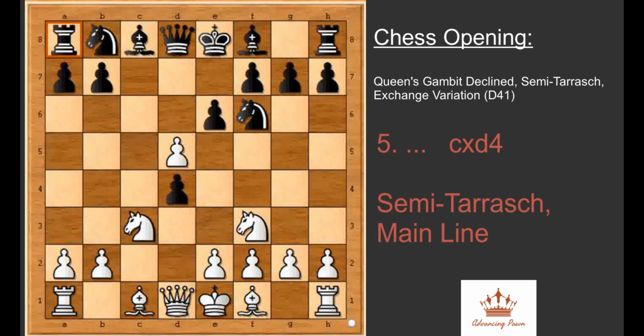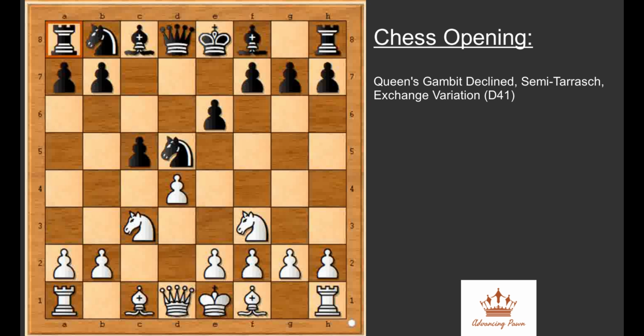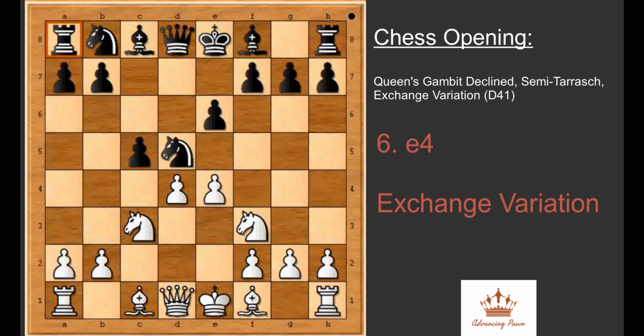Another option that looks sharp and can be played is cxd4. Knight d5 was actually played, and now white moves e4. So this is the move that takes us into the Exchange Variation in Semi-Tarrasch Defense.